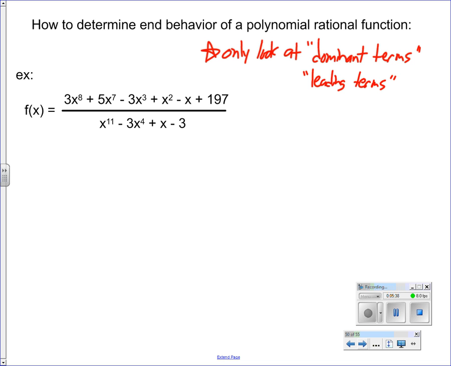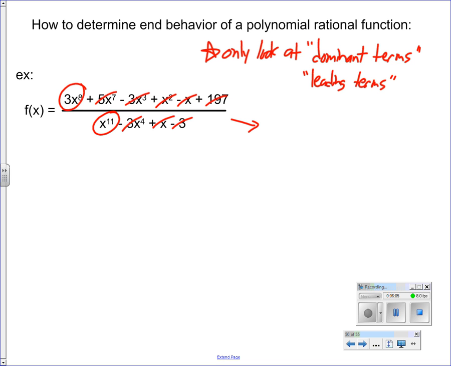If we're putting in really, really big numbers, x is going to infinity, x to the 7th or x to the 3rd or x squared or x or just a constant number like 197 doesn't have as much effect as taking that same number and raising it to the 8th power. So that's my dominant term on the top. Same thing with the bottom. All right, x to the 4th or x or negative 3, it's not going to have the same impact as taking a number raising it to the 11th power.